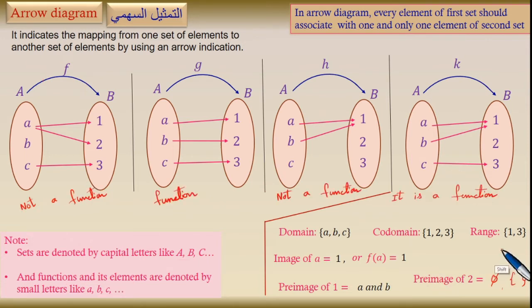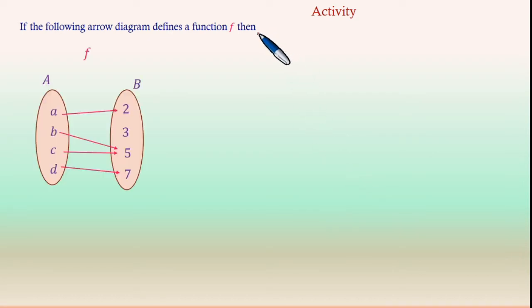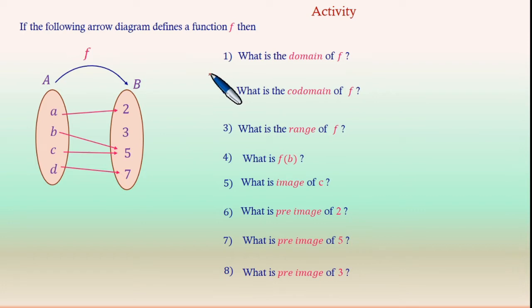Okay. Let's do an activity on this. If the following arrow diagram defines a function, then this is the given function which maps A to B, and these are the questions. Now pause the video and solve all these in your notebook and check the answers one by one. Okay, first pause the video. I hope you are doing it. Okay, now see the answers here.